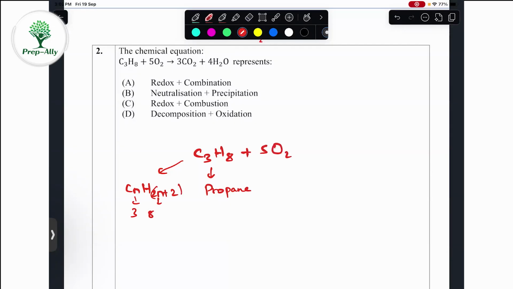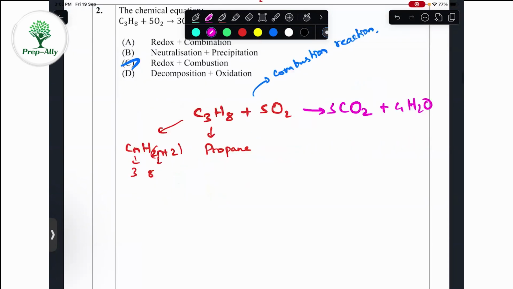It is going to react with 5 moles of O2. So the hydrocarbon is reacting with oxygen. When you ignite it at the ignition temperature, we call this reaction a combustion reaction, reaction with oxygen. So you can eliminate, there is only one combustion reaction. So the answer is going to be C. Directly you can answer this. Let's see other things. Then I'm getting 3 moles of CO2 and 4 H2O.